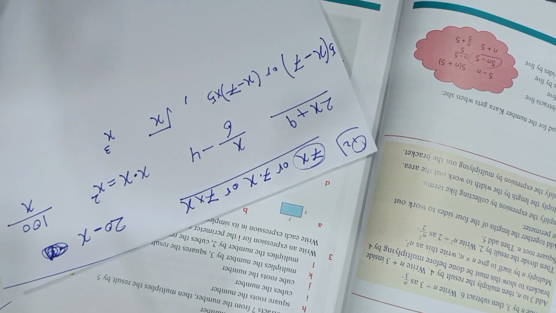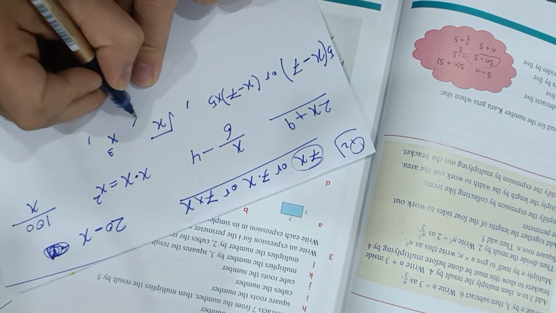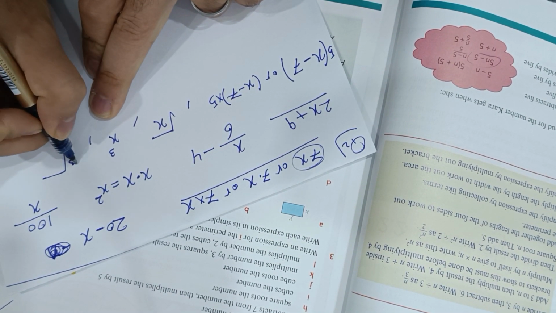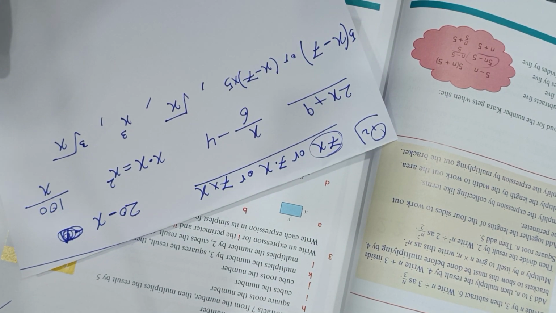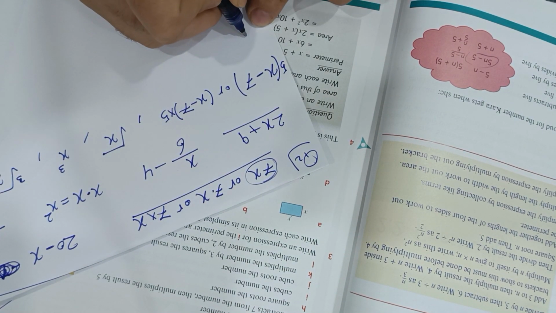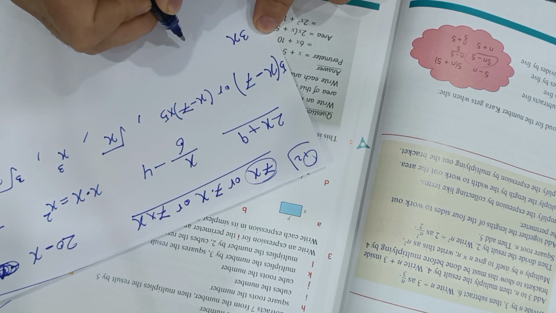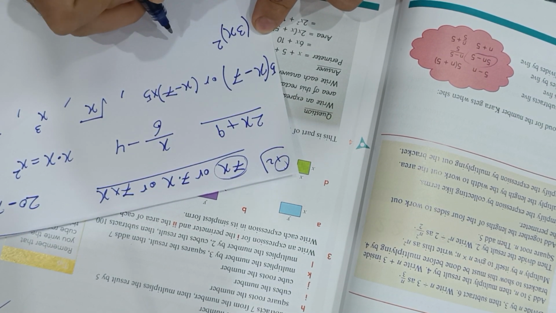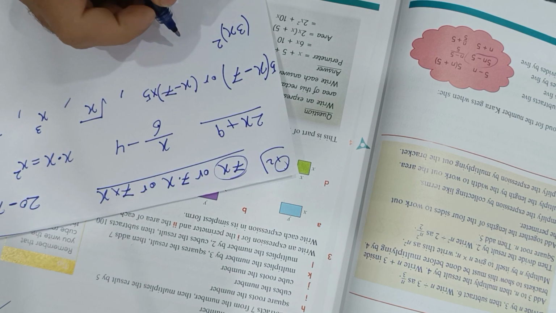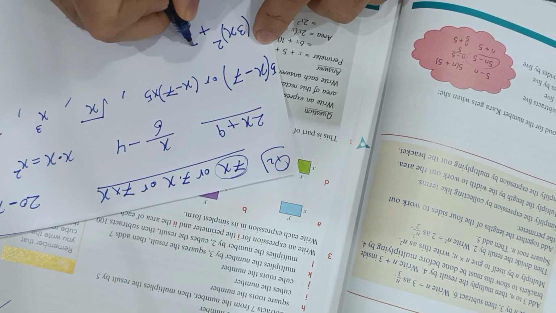Cube root the number. So cube root is this one. It should be 3, the index. Cube root of the number. Multiply the number by 3. So 3x. Square the result. All square. Square means powered by 2. Then add 7.